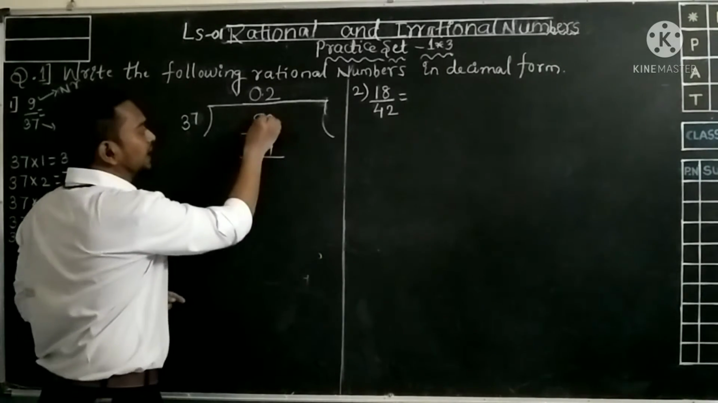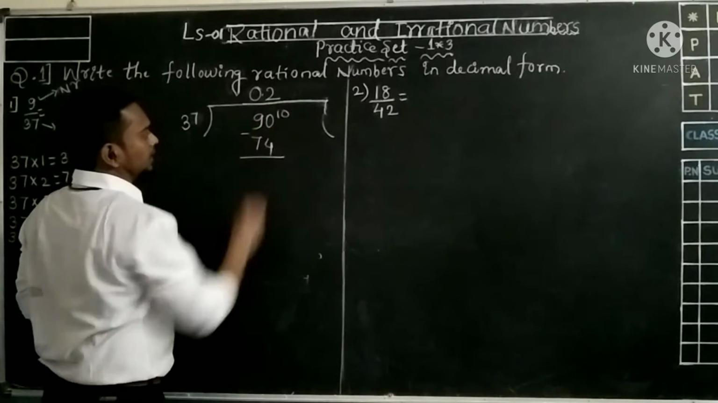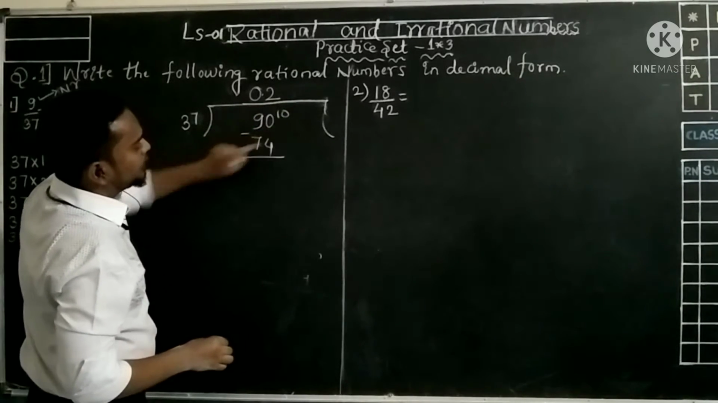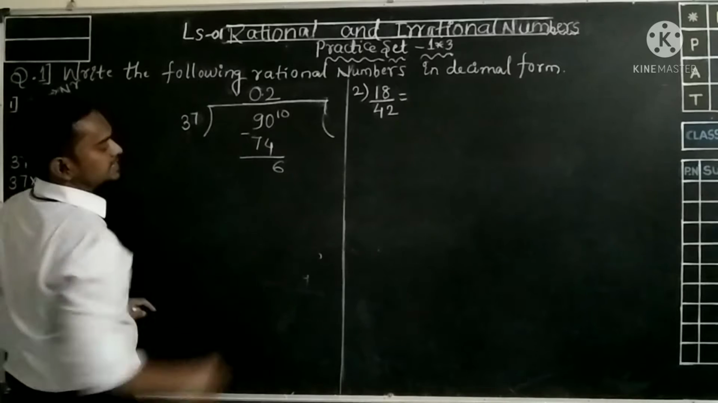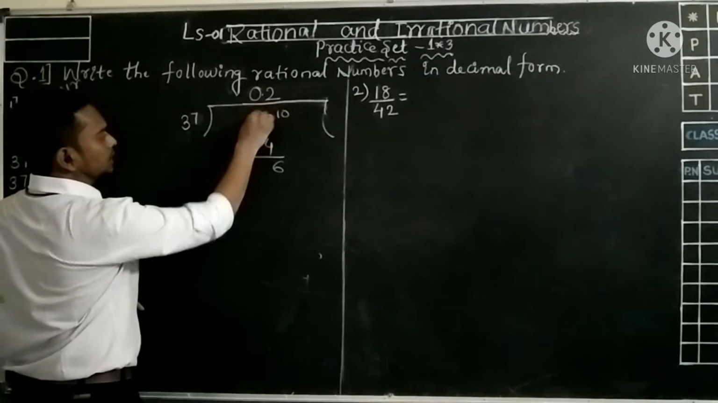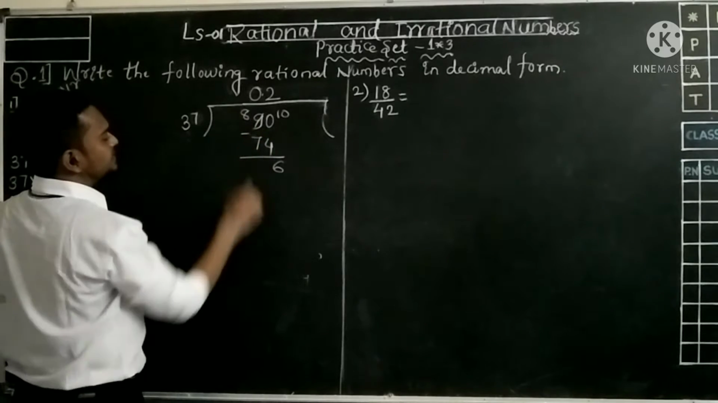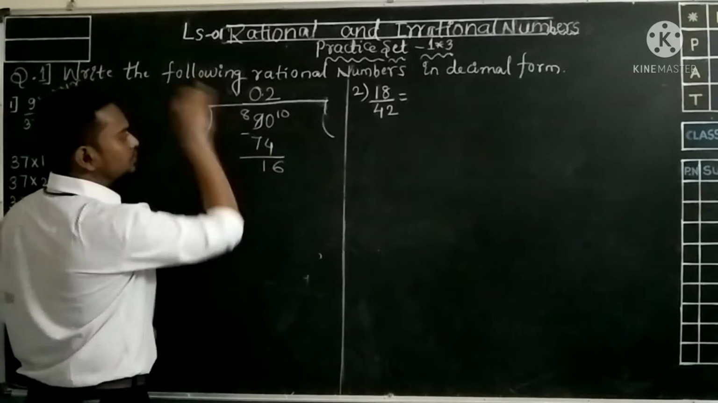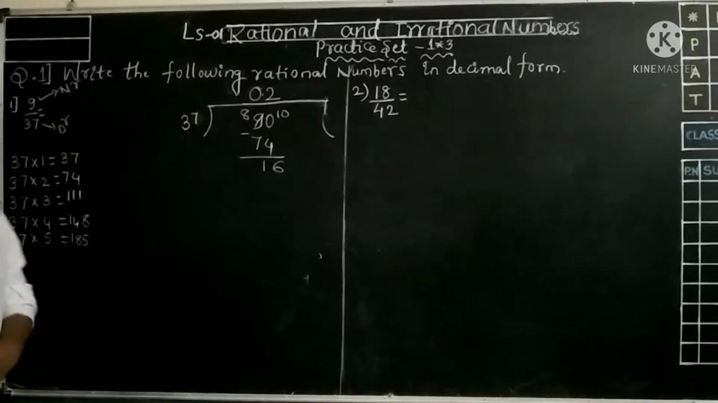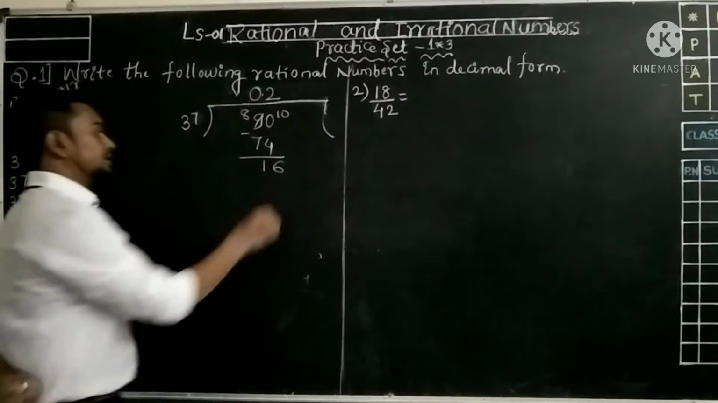Borrow this one to make 10. 10 minus 4 is 6. Here also 9 minus 1 means the remaining is 8. 8 minus 7 is 1. Again we will take a decimal point, that is 0.